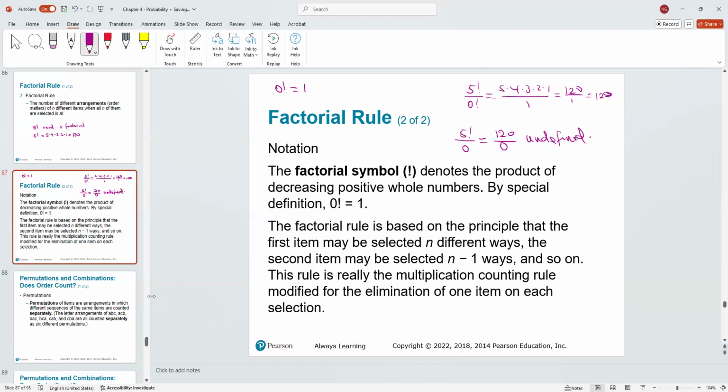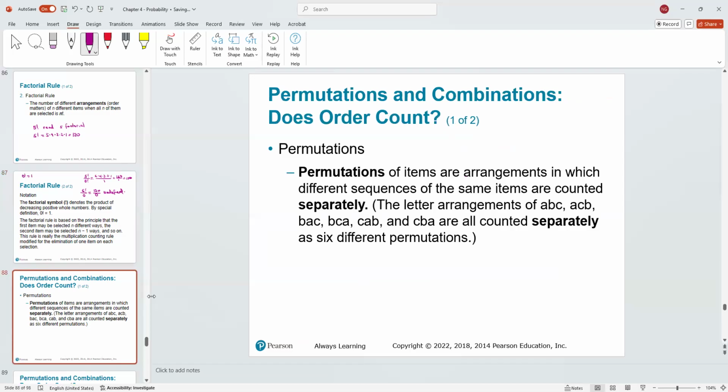Now, permutations. We have different ways of seeing permutation, because a permutation is an ordered arrangement of objects. The number of different permutations of n objects is n factorial. So we said in terms of permutations, we have different ways of seeing it.